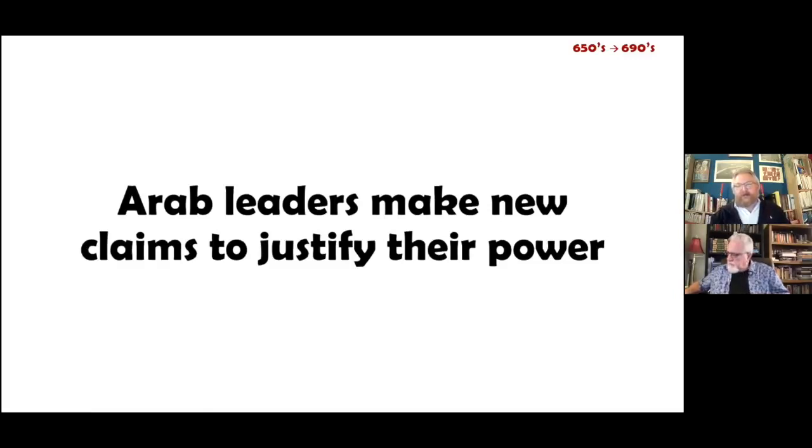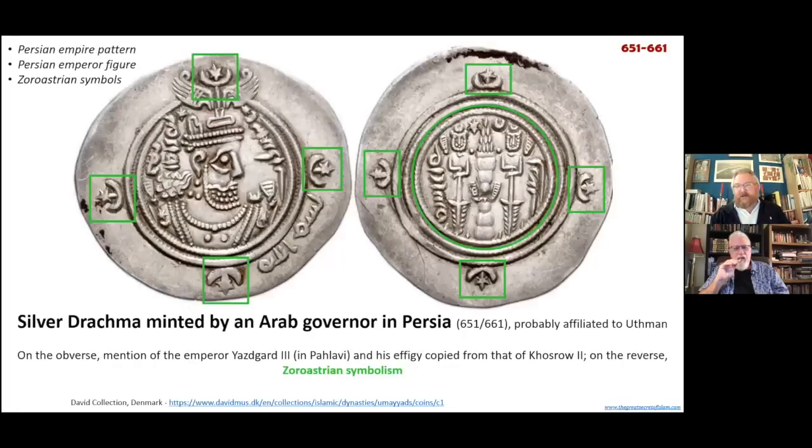But you will see that, as we walk along history, as we look at the coins succeeding each other, they add something new. And this novelty is new claims to justify their power. And especially here, on this coin, what do we see? We see the Bismillah.